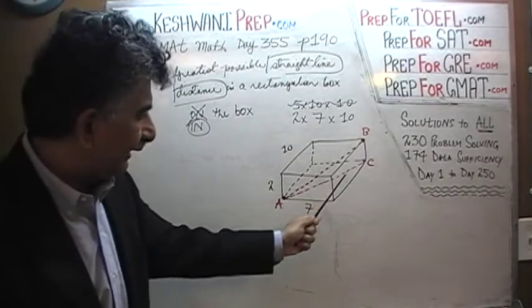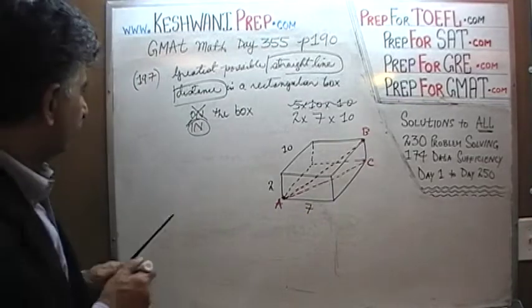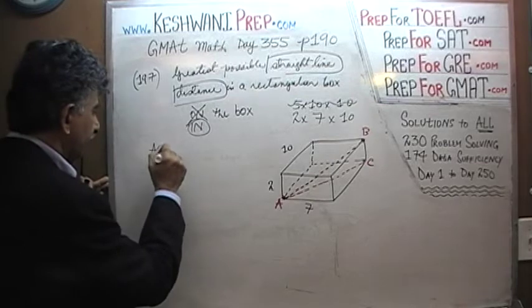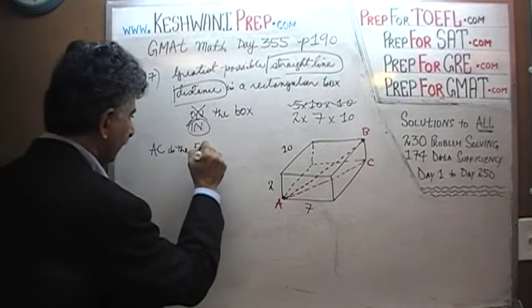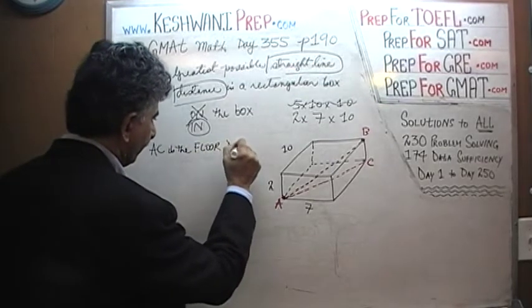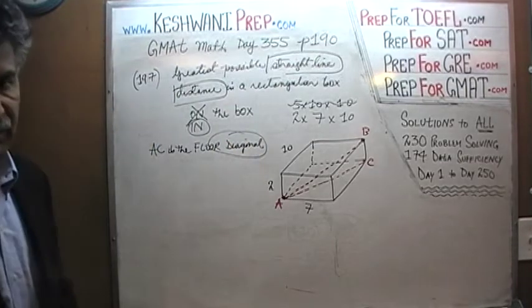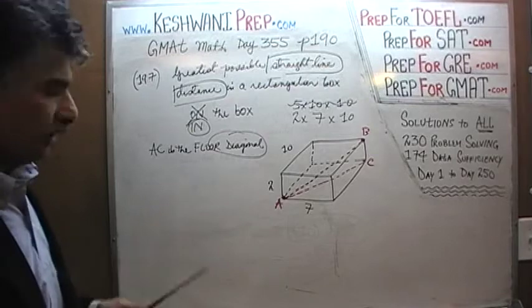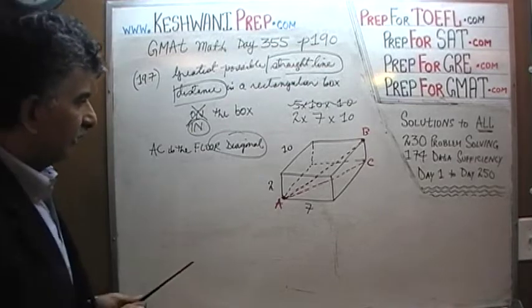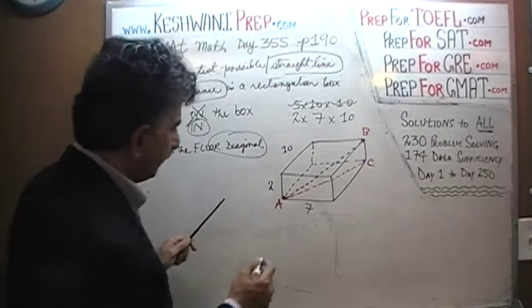A to C is the floor diagonal. It's not the diagonal that sticks in the air. It's the floor diagonal. Let's find it, shall we? So let's look at the triangle. We have A, B, C.